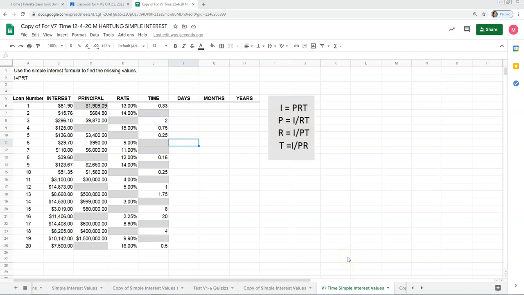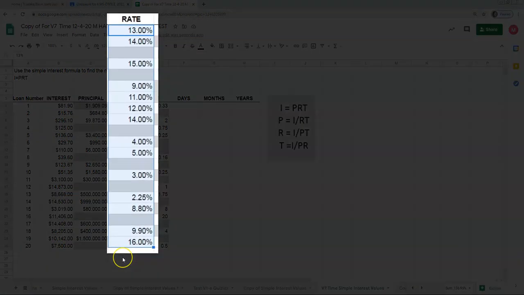Before we begin with video 7 and calculating time, take a look at these values from the previous video in calculating the rate. Let me know if you see any differences here and we'll take another look at it.